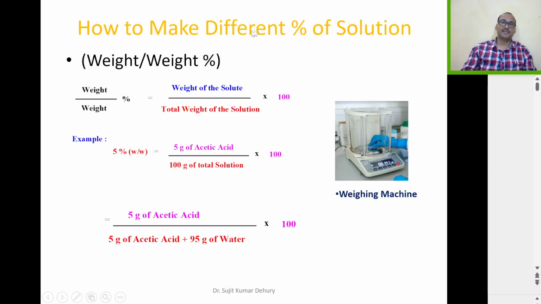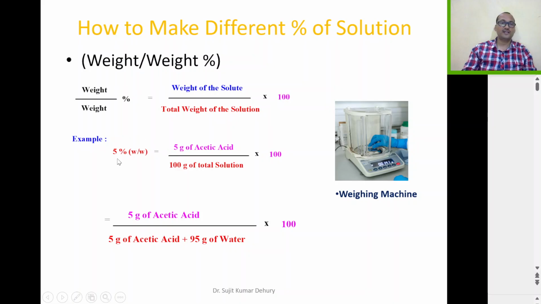So now the question arises, how to make the different percentage of solution. We can make either by weight by weight percentage, or weight by volume percentage, or volume by volume percent. So let's talk about weight by weight percent. This is the formula you have to use: weight of the solute divided by total weight of the solution into 100.